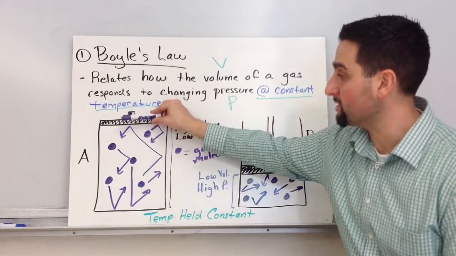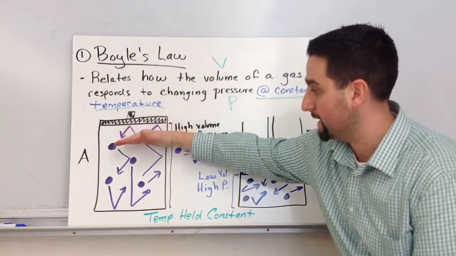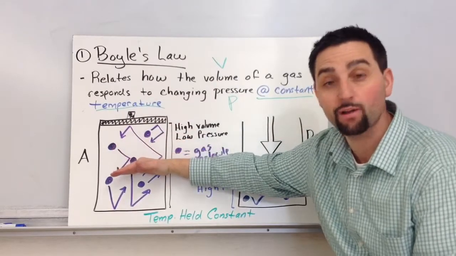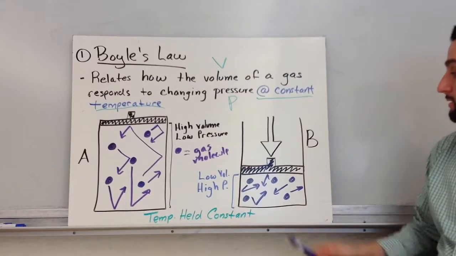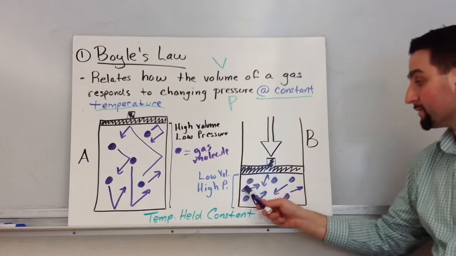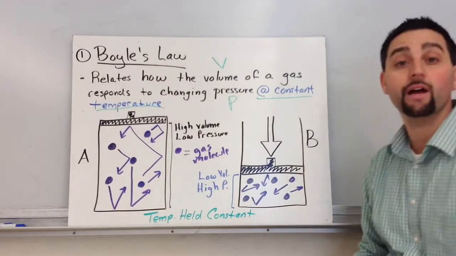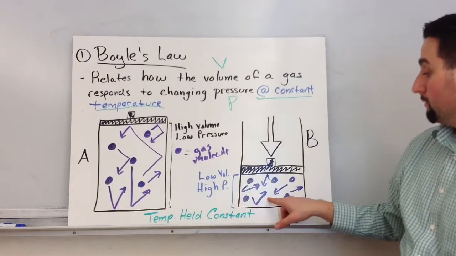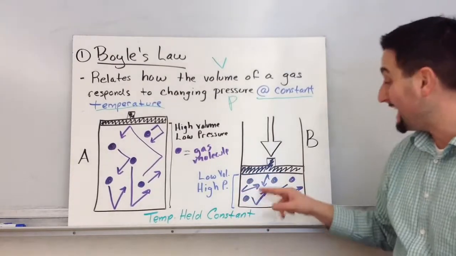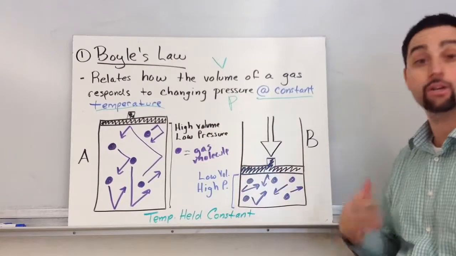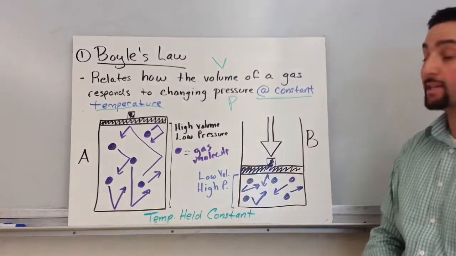If I take the same situation and I begin to plunge down, compressing and forcing these gas molecules down, I get situation B. Same amount of gas particles, but now there's less volume for them to move around, and there's a higher pressure. The frequency at which these gas molecules hit each other and the walls of their container increases. It accelerates because there's less volume.